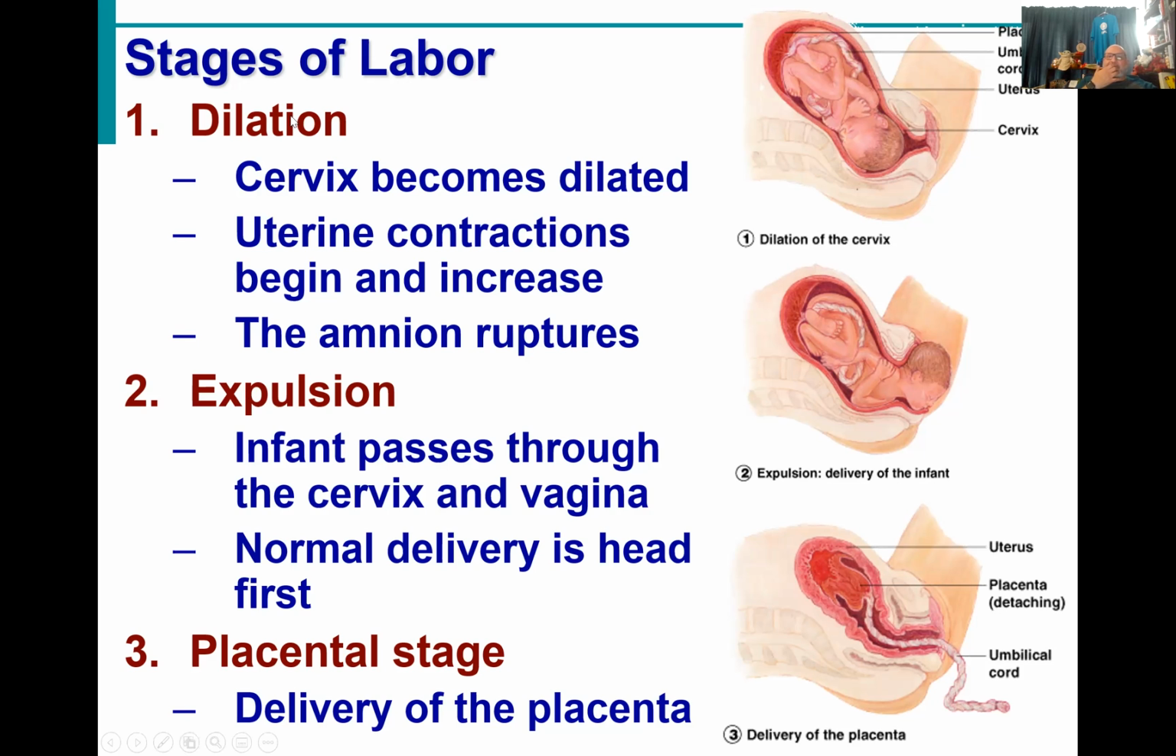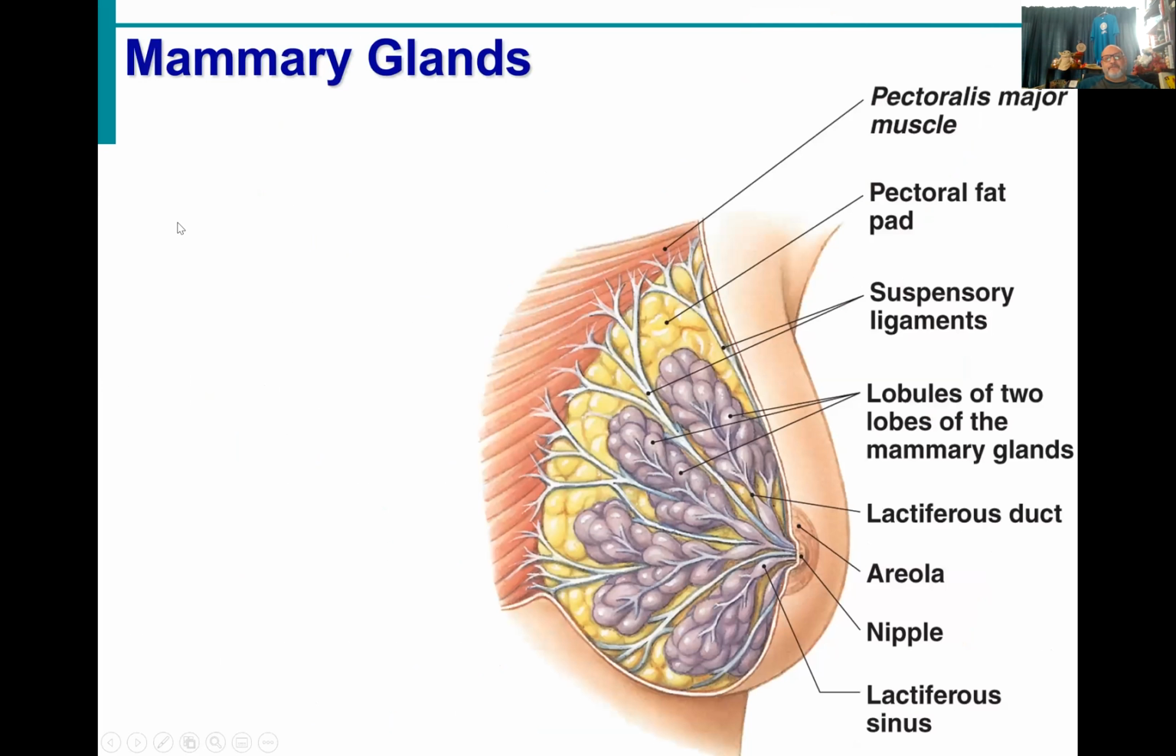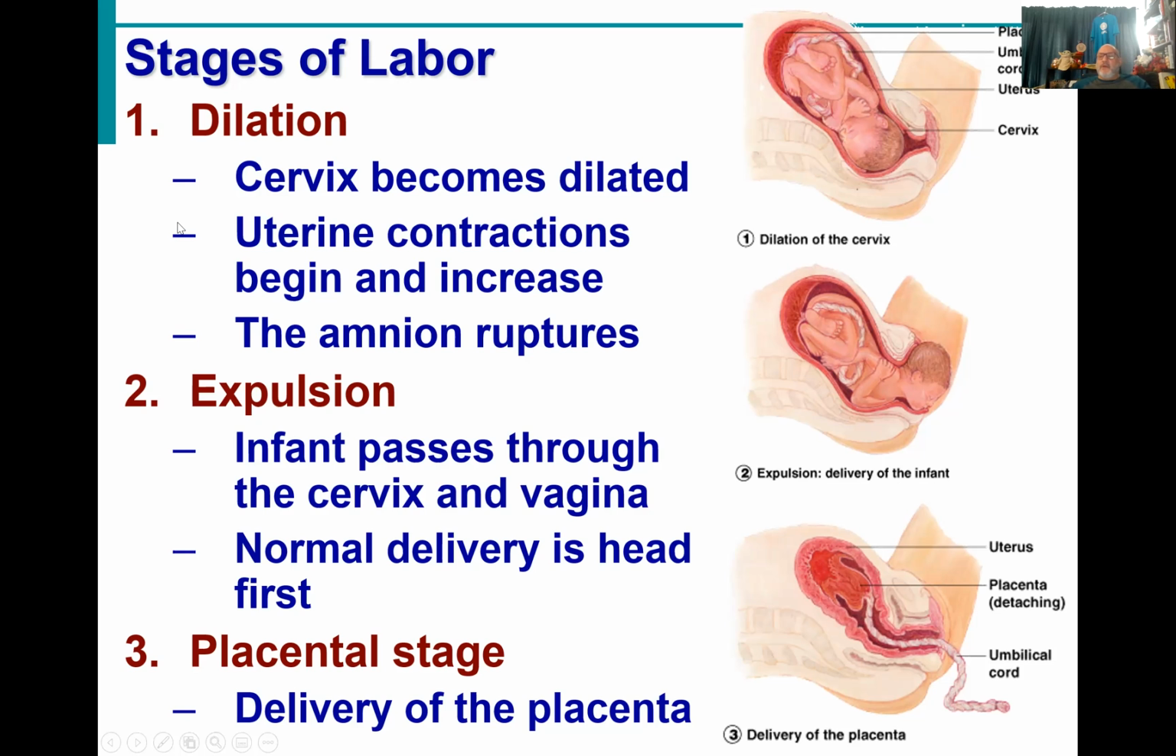All right, again, dilation can take anywhere from hours to, in some cases, days, 36, 48 hours even, to fully dilate. Expulsion can take anywhere from 30 minutes to several hours, 4, 5, 6 hours at the most. And then this placental stage usually takes 30 minutes, if even that. All right, questions on that?